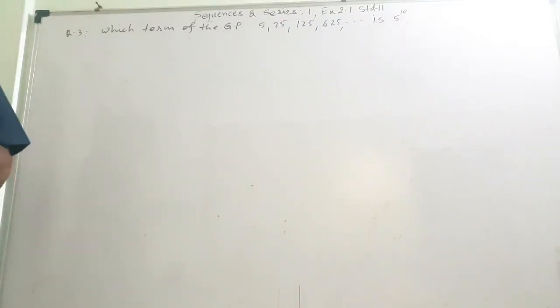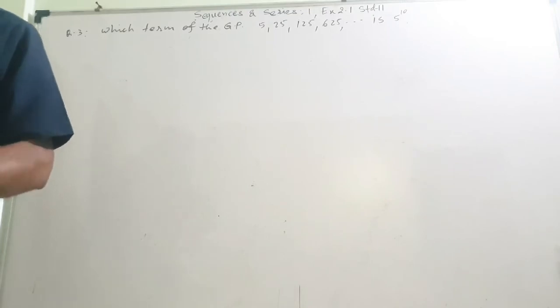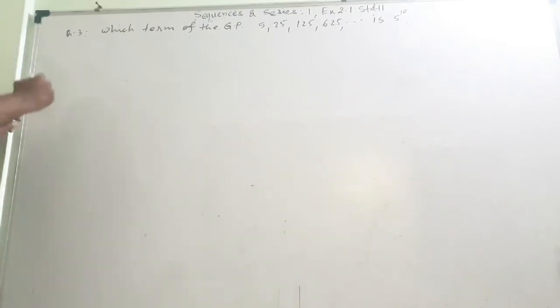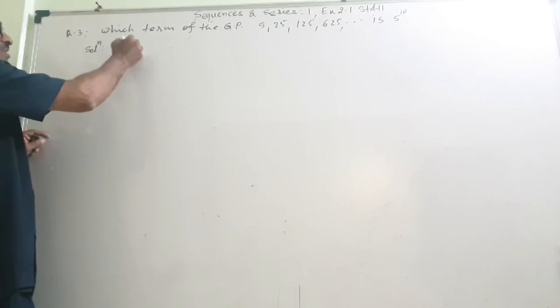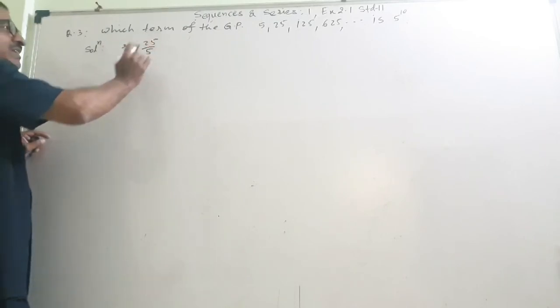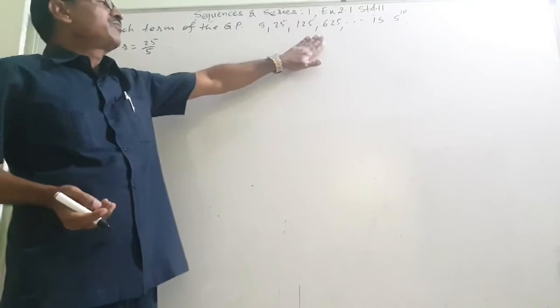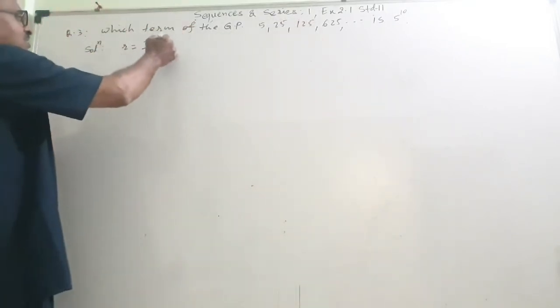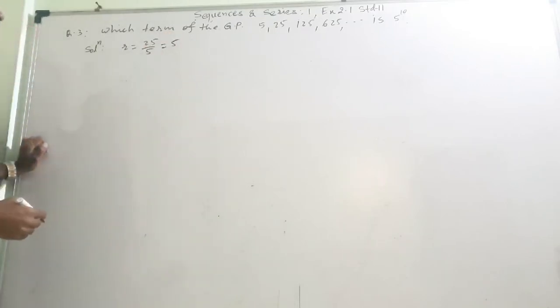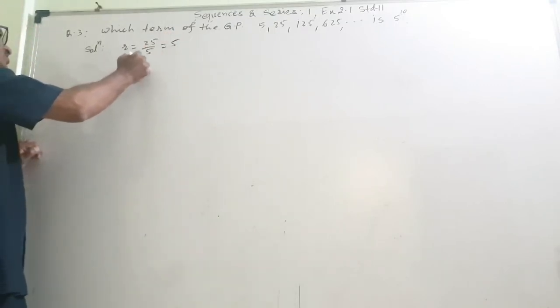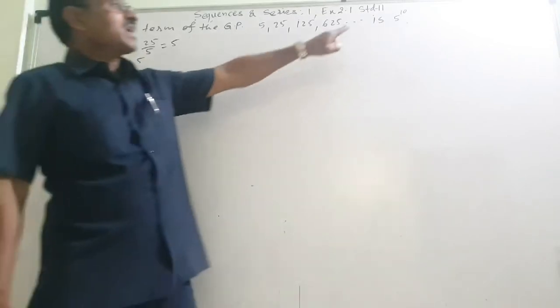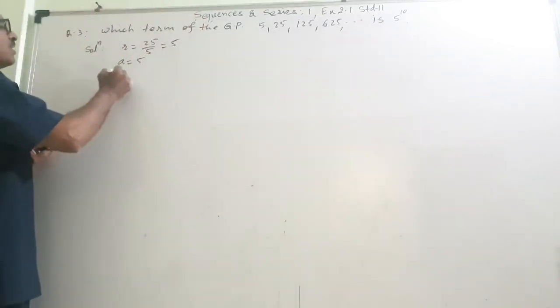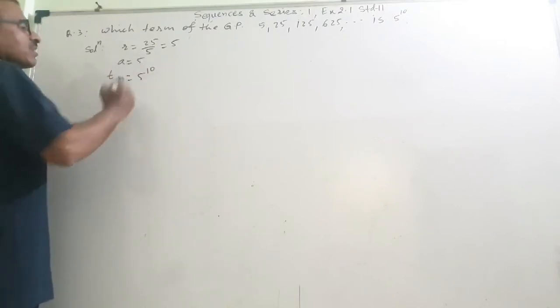So Tn is equal to how much? The last term is given. Solution. It is a GP. R is equal to 25 upon 5. Here we need not go on dividing all the terms, only one, because it is a GP. That is equal to 5. A is also 5. This is the last term. So Tn is equal to 5 raised to 10.